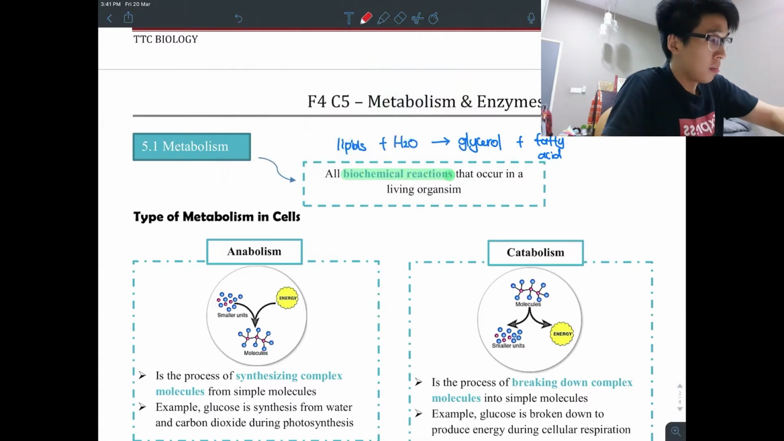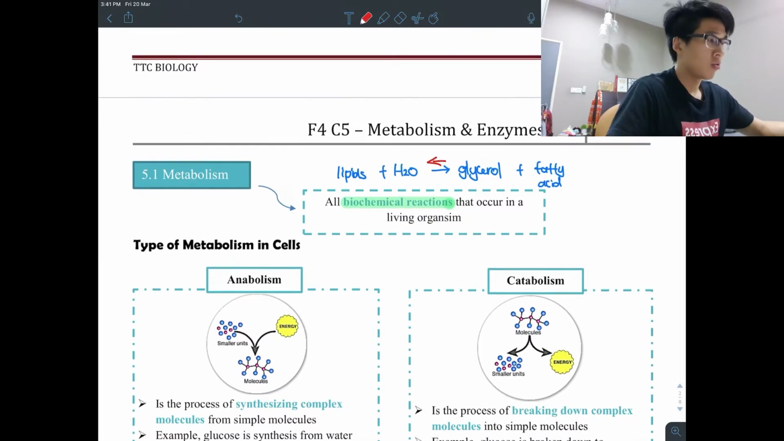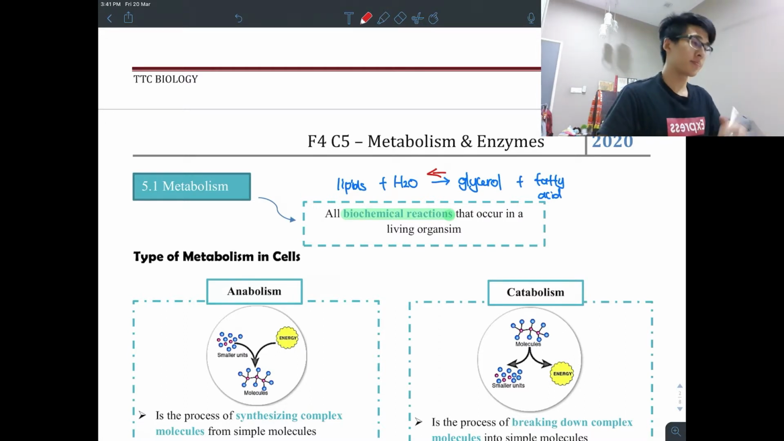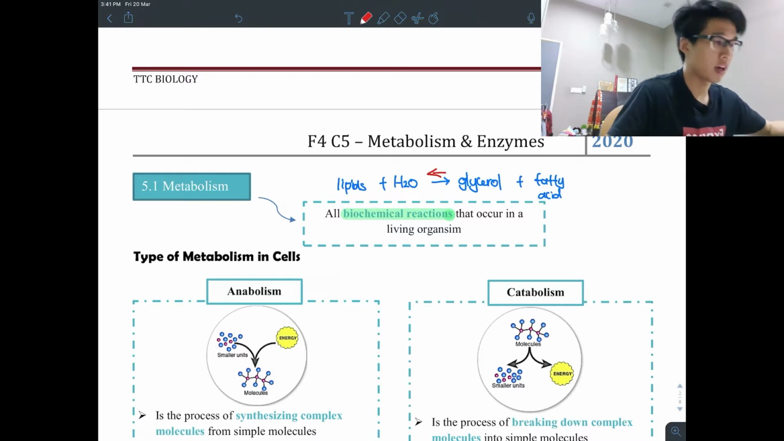Remember in chapter 4 you learned that this process can also be reversed. That's a condensation process if I reverse the process. So that is also a biochemical reaction.